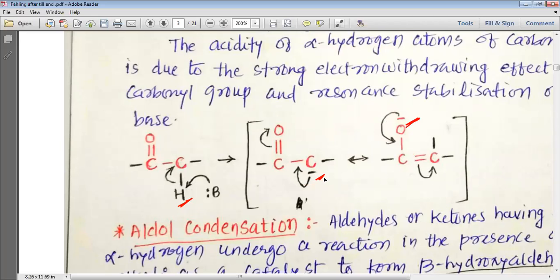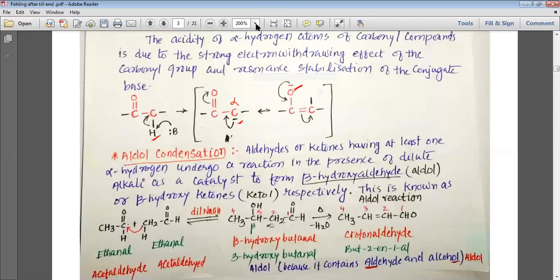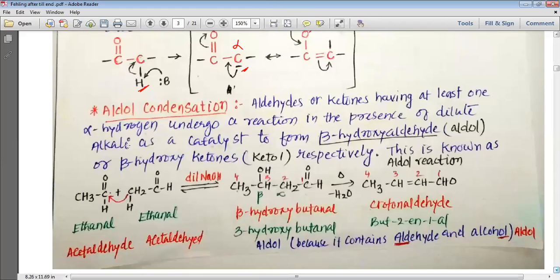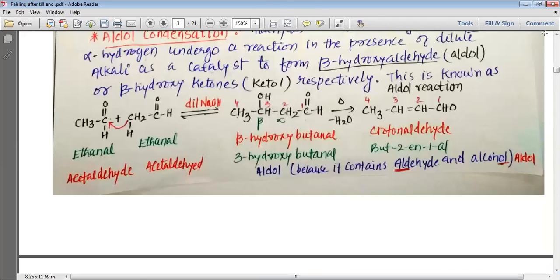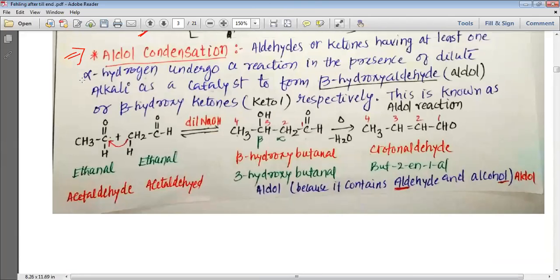So here in the aldehydes and ketones, the alpha carbon and the oxygen present in the carbonyl group get the negative charge, and that is why the nucleophilic attack can be done in either of the positions. When the nucleophilic attack is done on either of the positions, let us see how a special kind of reaction, which is known as the aldol condensation, my dear students, takes place.